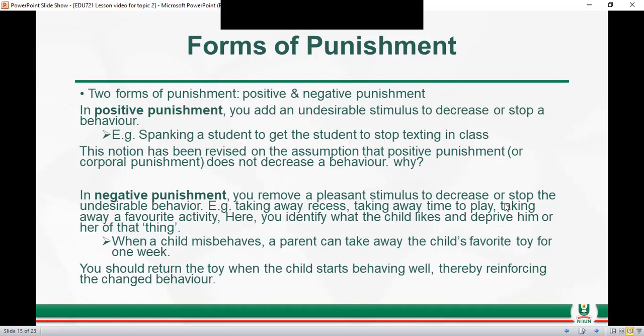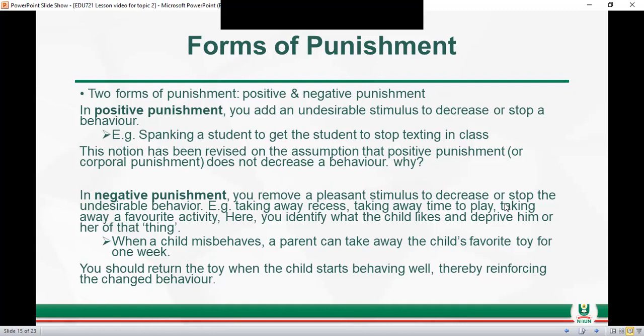So an example here is when the child misbehaves, a parent can take away the child's favorite toy for 1 week. Please give a time tag for it. Please don't just do it indefinitely, otherwise it becomes something else. You can take away that thing the child likes for maybe 1 week, 2 weeks. And then along the line, if the child starts behaving well, please return the toy or whatever you have removed, thereby reinforcing the changed behavior.